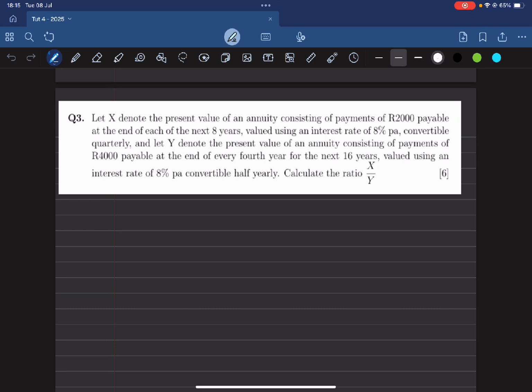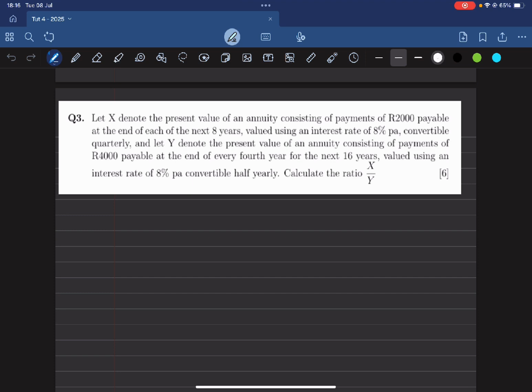Question 3 says, let X denote the present value of an annuity consisting of payments of 2,000 Rand payable at the end of each of the next 8 years, valued using an interest rate of 8% per annum, convertible quarterly. And let Y denote the present value of an annuity consisting of payments of 4,000 Rand, payable at the end of each 4th year for the next 16 years, valued using an interest rate of 8% per annum, convertible half-yearly. Calculate the ratio of X versus Y.